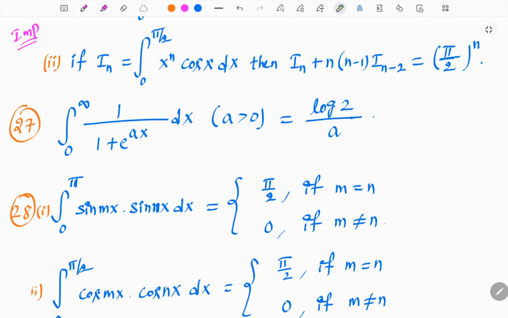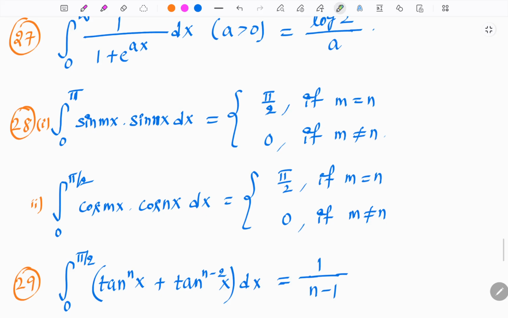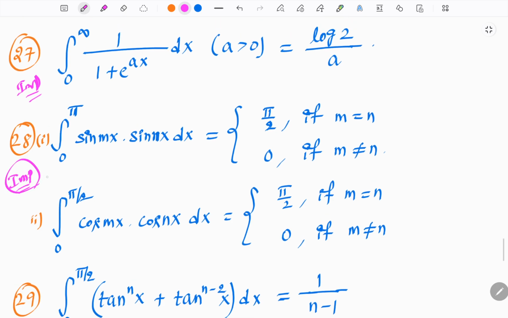Clear? Understood? See here, how to make one simple question: integral from 0 to infinity of 1 by (1 plus e power 6x) dx. Now tell me, log 2 is fixed. What is the a here? It is 6. Log 2 by 6 is a fixed answer, like that. Next, it is also important, so that's why I wrote it. Next, it is very, very important, students. I can't say 100%, but chances are high, 99% you can expect it. So that's why I wrote it here.